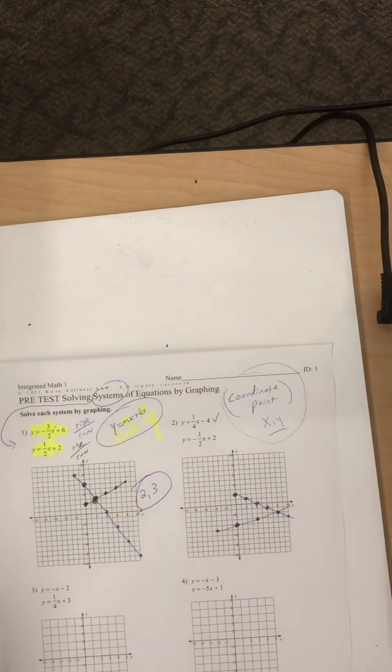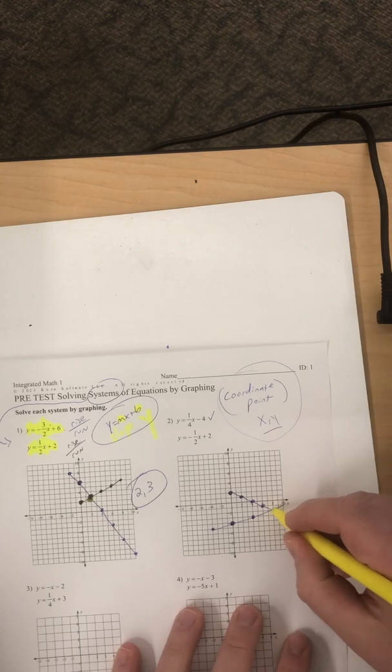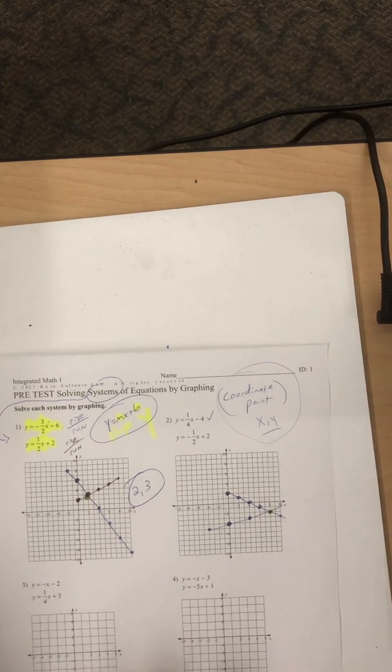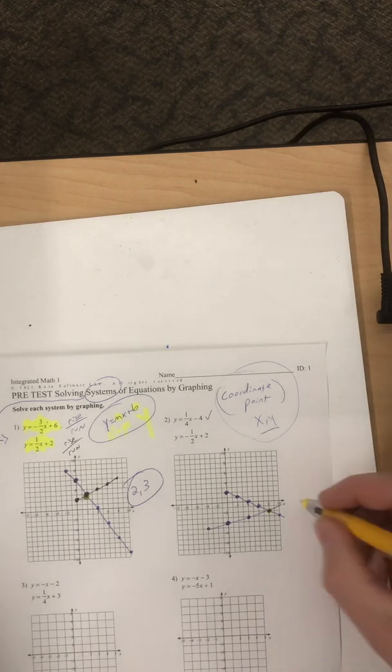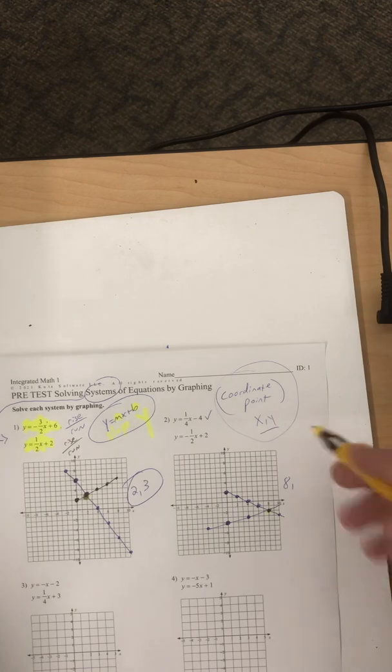Boom. They cross right there. And that point is, so we're not done yet. We have to have a coordinate point. My x value is 8. My y value, it goes down 2, so that's -2.